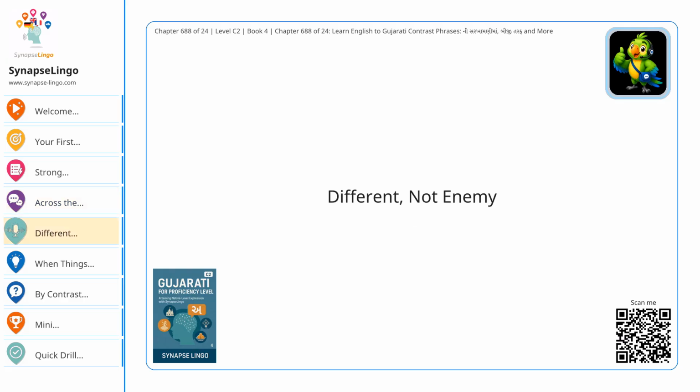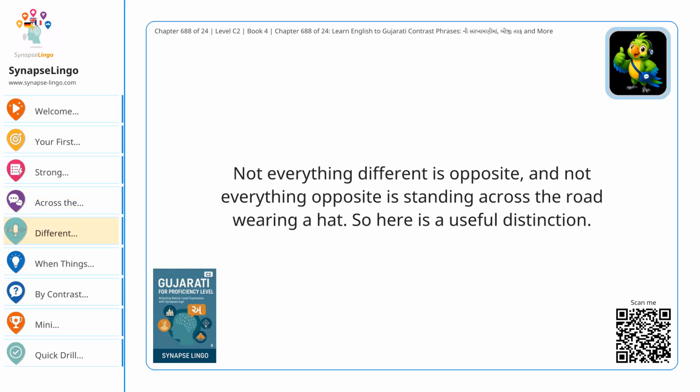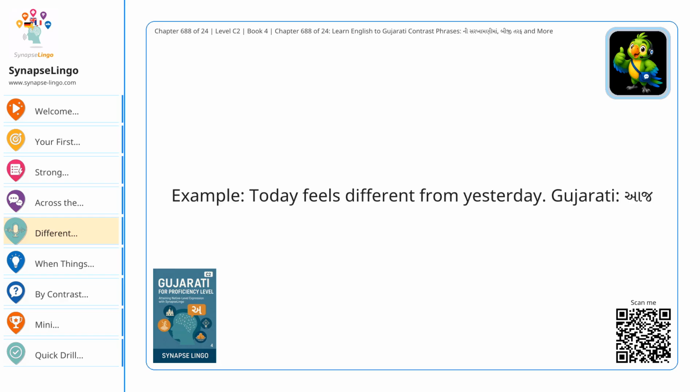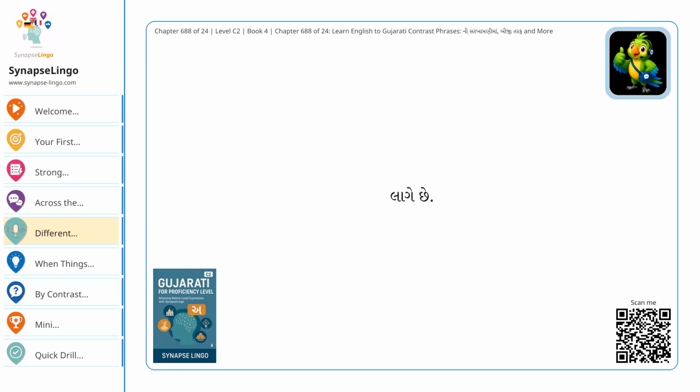Different, not enemy. Not everything different is opposite, and not everything opposite is standing across the road wearing a hat. So here is a useful distinction. For different from, use થી અલગ. Example. Today feels different from yesterday. Gujarati. Asia ગઈકાલથી અલગ Lage che.